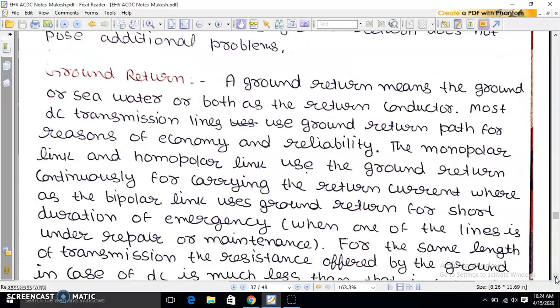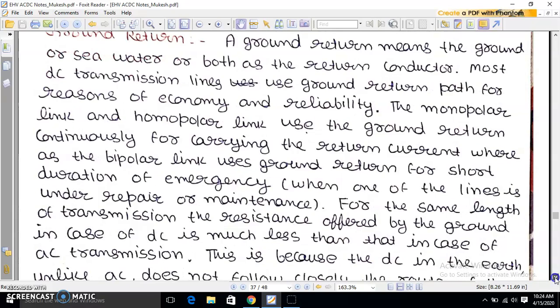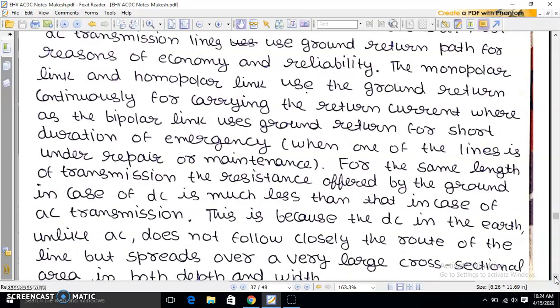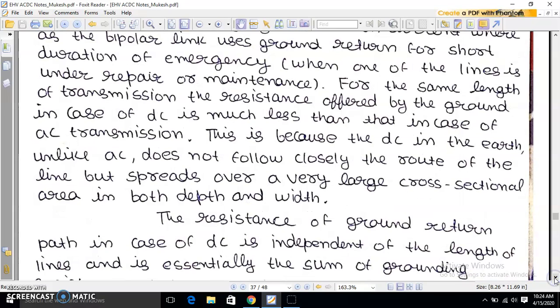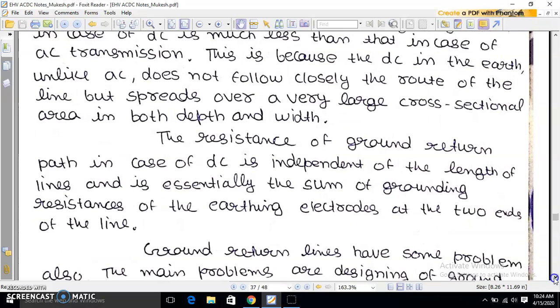For the same length of transmission, the resistance offered by the ground in case of DC is much less than that in case of AC transmission. This is because the DC in earth, unlike AC, does not follow closely the route of the line but spreads over a very large cross-sectional area in both depth and width. The resistance of the ground return path in case of DC is independent of the length of lines and is essentially the sum of the grounding resistance of the earthing electrodes at the two ends of the line.